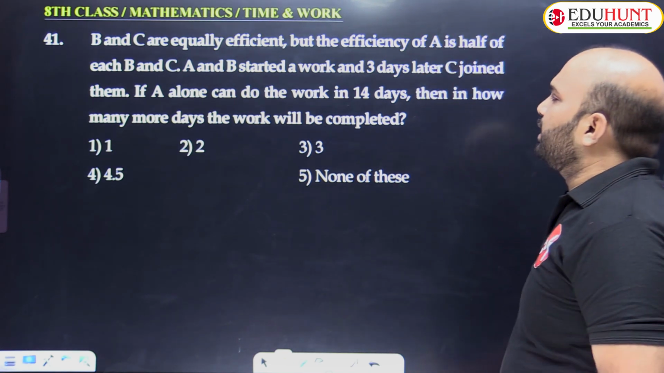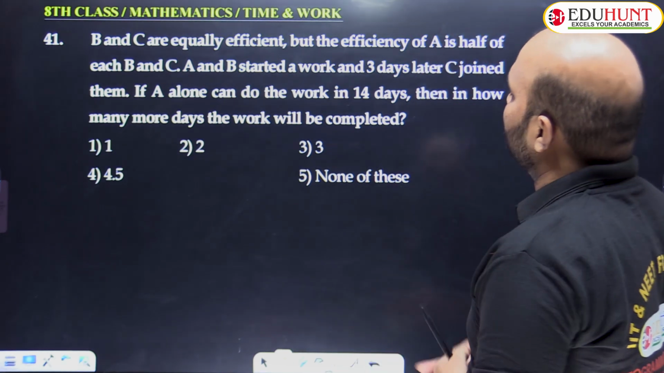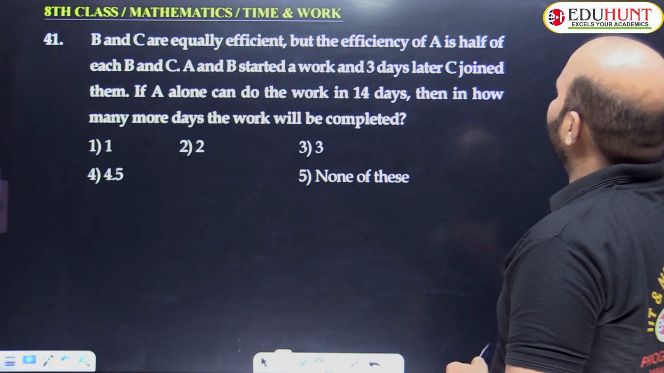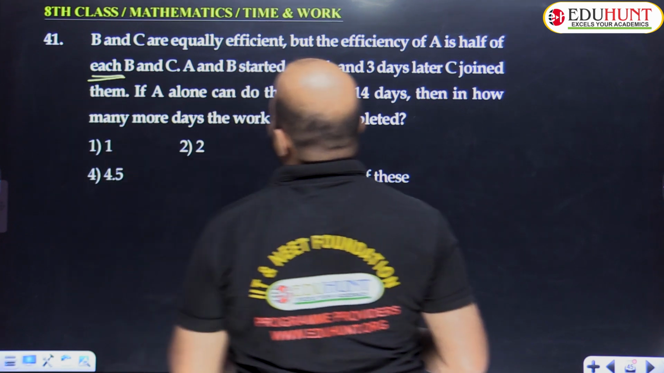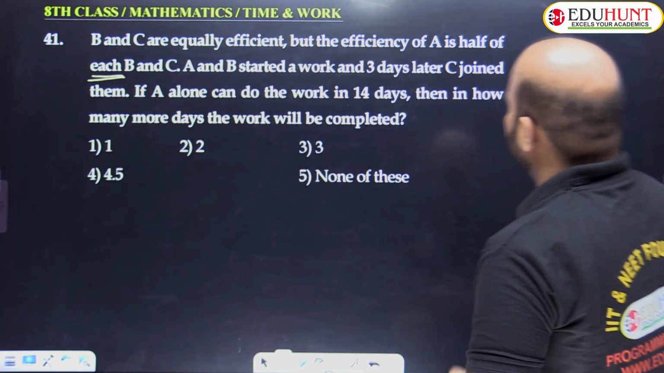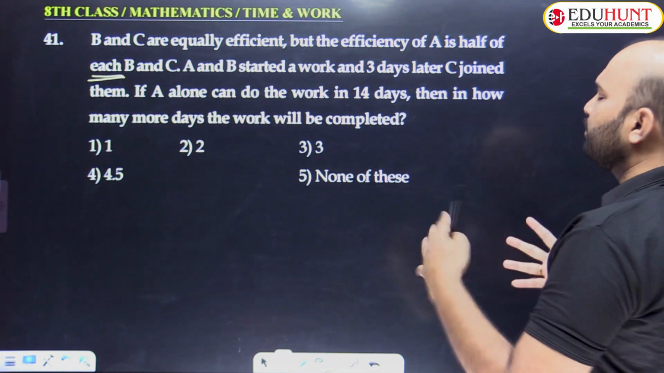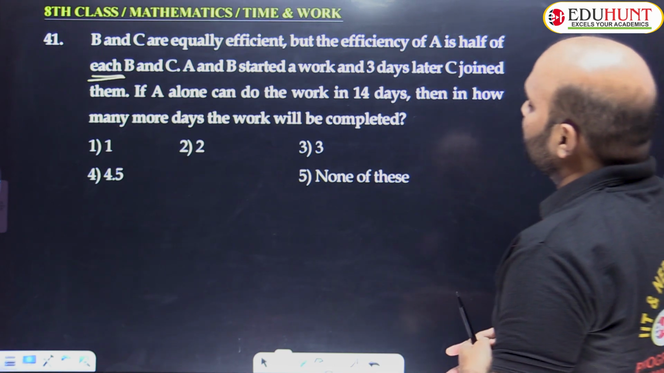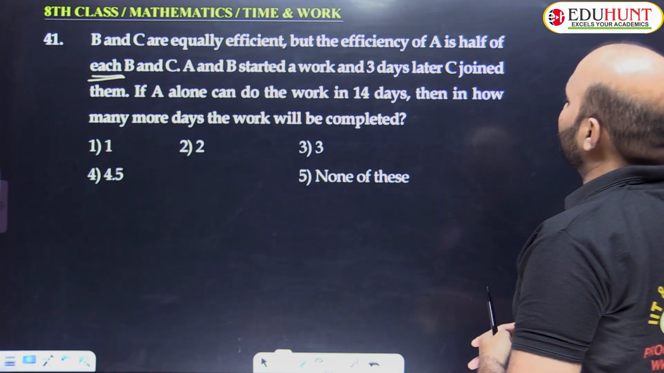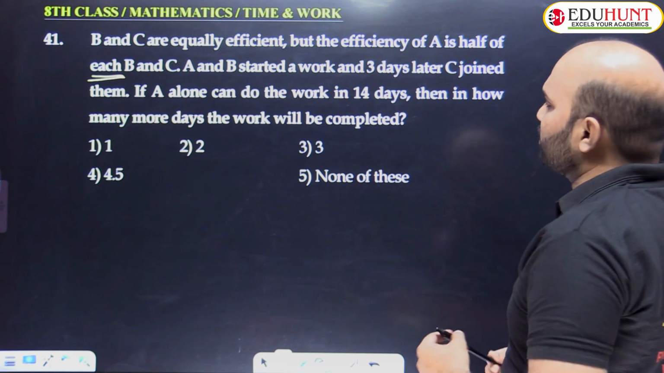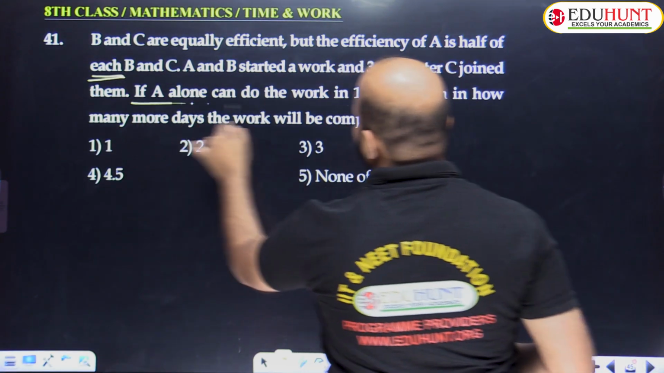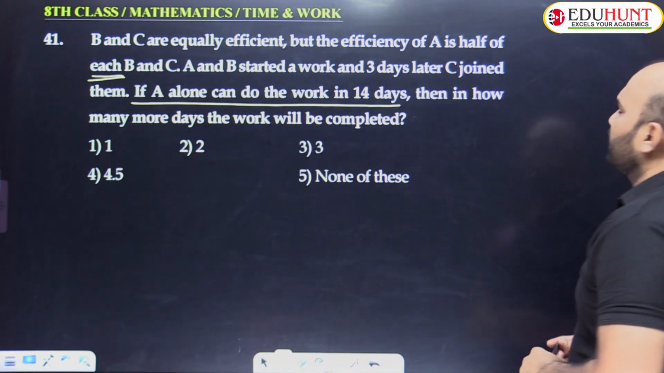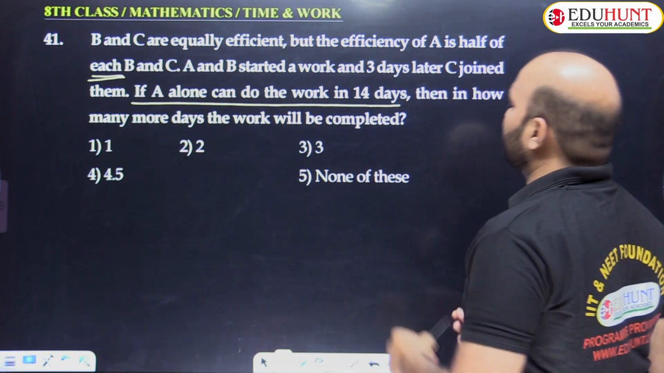B and C are equally efficient. So B and C have equal efficiency, but the efficiency of A is half of each of B and C. So A's efficiency is half of B as well as half of C. A and B started a work, and 3 days later C joined them. A alone can complete the work in 14 days. Then in how many more days will the work be completed?